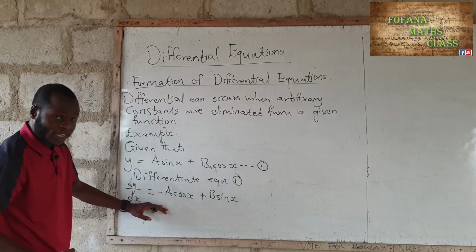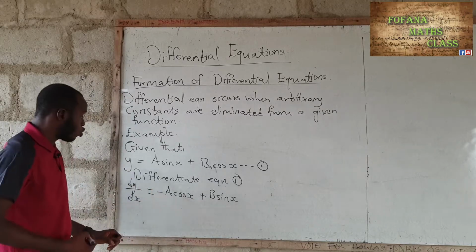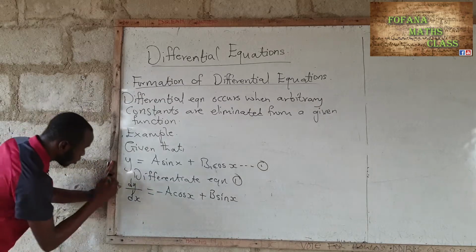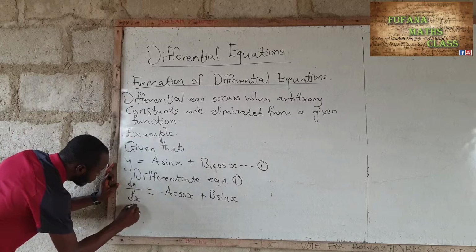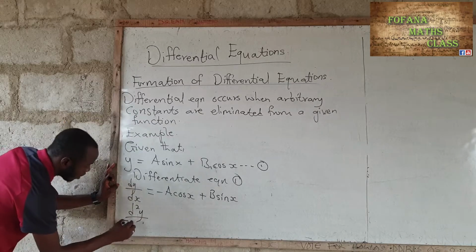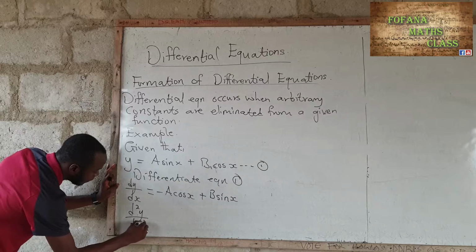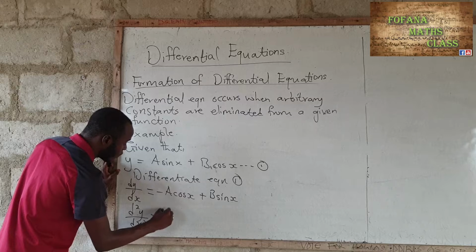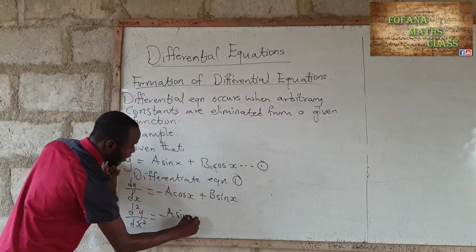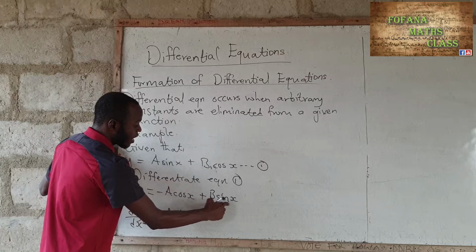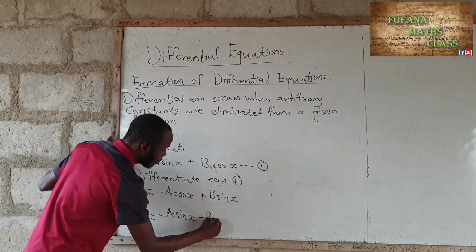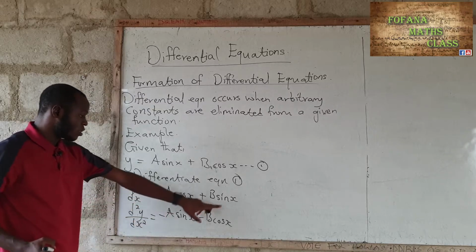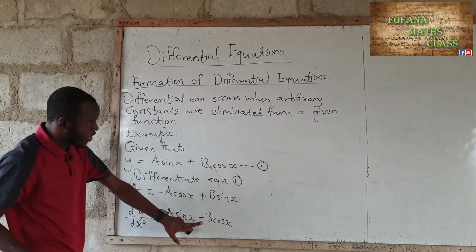We still have the arbitrary constants in there, so we keep on differentiating until we are able to do away with the arbitrary constants. Now we differentiate to the next level, d square y. If you differentiate dy dx, you get d square y over dx squared. When you differentiate negative a cos x, you get negative a sine x. And when you differentiate b sine x, you get minus b cos x. Remember, when you differentiate sine, you get negative cos.